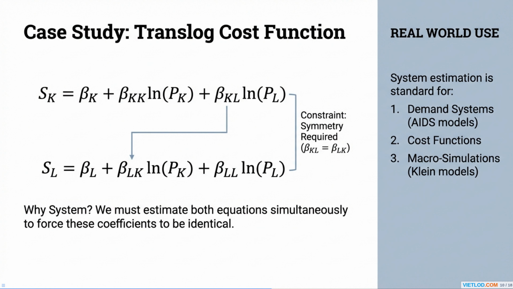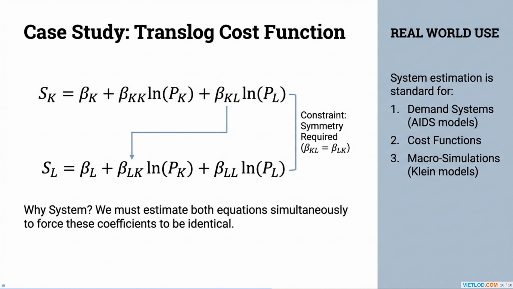This slide presents a case study of a translog cost function, which is a common application for system estimation. Here, we see two equations for the cost shares of capital, SK, and labor, SL. Each equation includes terms for the prices of capital, PK, and labor, PL, often in logarithmic form. Economic theory, specifically the theory of production, imposes a crucial restriction on these models, the symmetry constraint. This constraint requires that the coefficient beta KL from the first equation must be equal to beta LK from the second equation. The question, why system, directly addresses this.